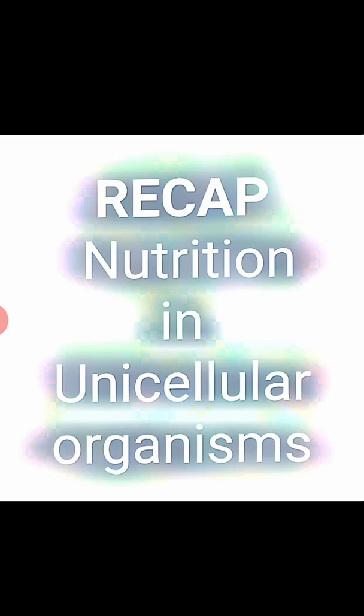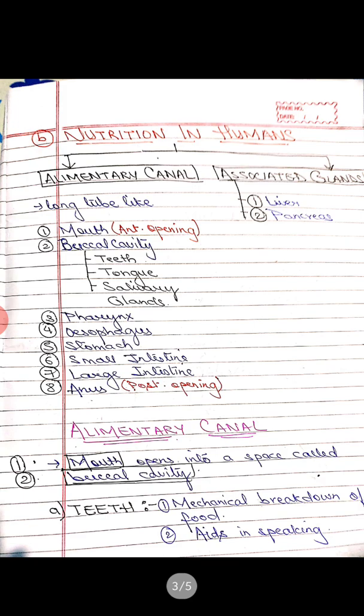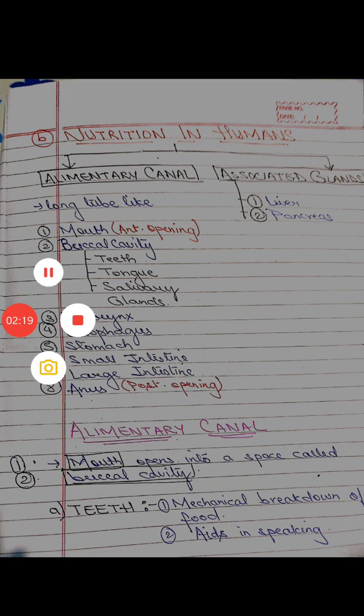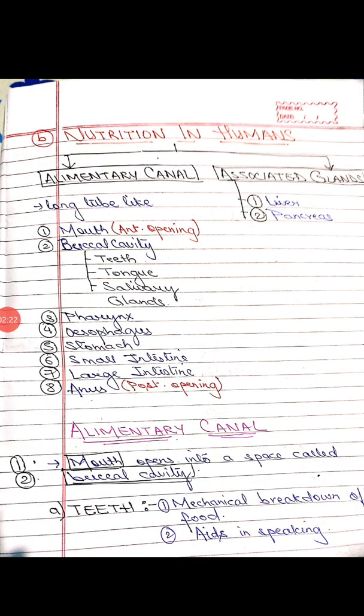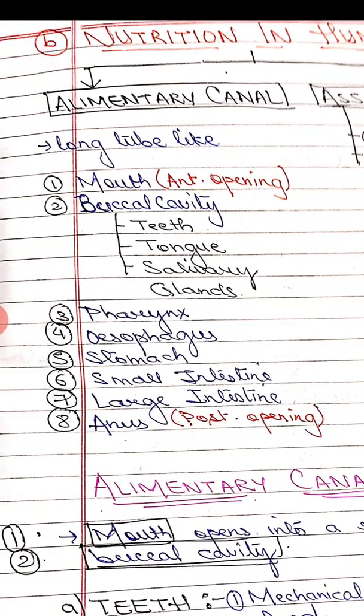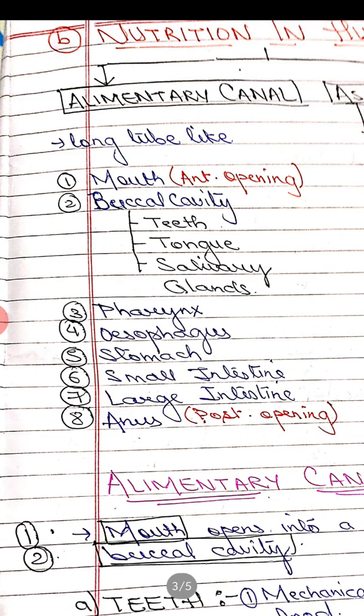Now let's move further and study nutrition in humans. Humans have a digestive system for nutrition. Our digestive system consists of the alimentary canal and associated glands. The alimentary canal is a long tube-like structure. It starts with the mouth, which is the anterior opening of the alimentary canal, and the mouth is followed by the buccal cavity. The buccal cavity consists of teeth, tongue, and salivary glands.